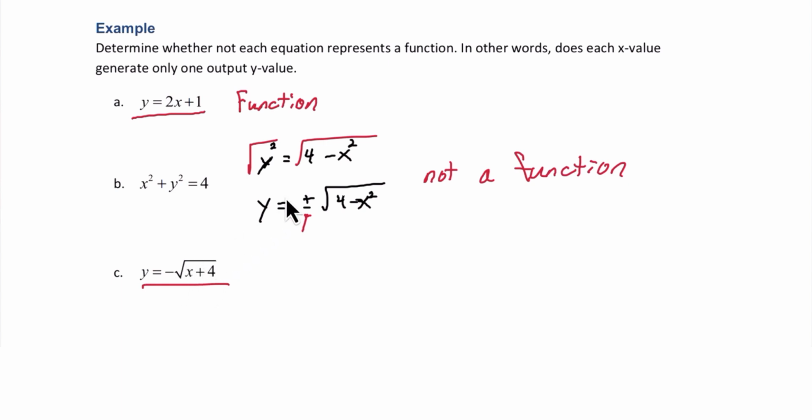In the previous example, we added the square root to both sides to get y by itself. In this particular case, we don't have the plus or minus. It's only the negative. So this one is a function. No matter what you plug in for x, you'll just get one y value back.